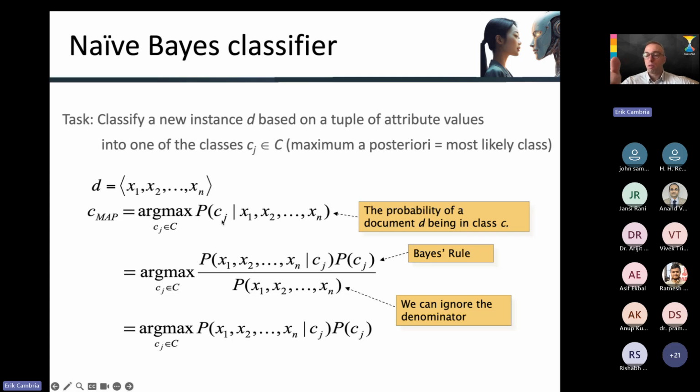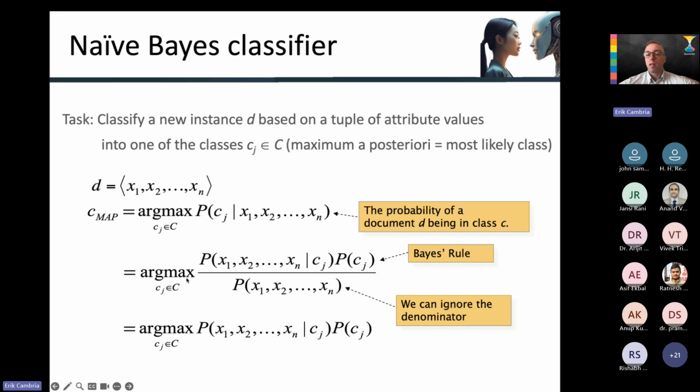Probability number one is that the document belongs to class C. Probability number two is that the document does not belong to the class. How do I do this? I don't know how to calculate this probability. I use the Bayes rule.